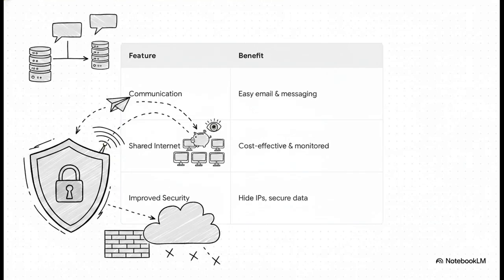And the advantages don't stop there. Communication becomes a piece of cake. Think internal email or messaging systems. You can also share a single internet connection with everyone on the network, which is way cheaper and lets a network manager keep an eye on things. And here's a cool one. It can actually improve security. You can secure that central data storage really well, and the network can even hide your computer's internal IP address from the big bad internet.